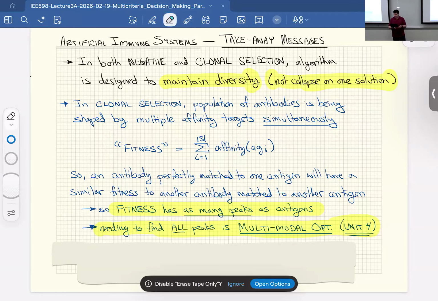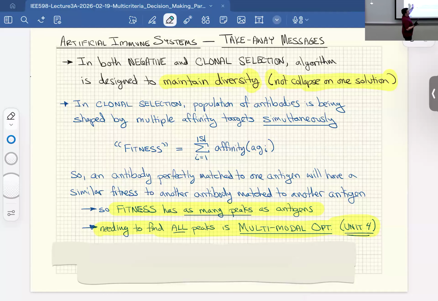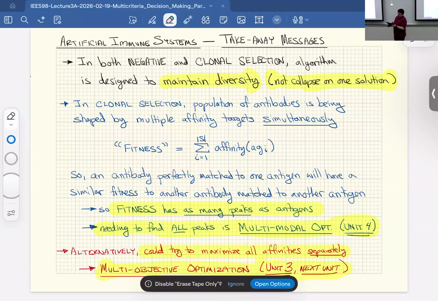And that's something that we'll talk about in Unit 4. If we've got population-based optimizers, what can we do to them so that they don't all collapse on one peak, so that they find all the peaks? There are problems like this one, where finding all the peaks is maybe more important than finding one of them with high confidence.